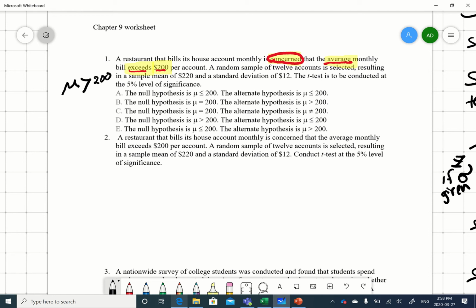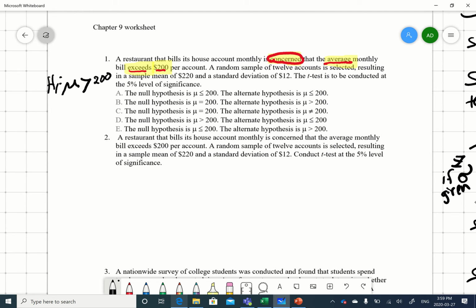Now you need to think, okay, is this H naught or is this H1? We know the null hypothesis always must have the equal sign. That is the key for you to identify whether it's H naught or H1. In this statement, we don't have the equal sign. It's just greater than, right? So if we don't have the equal sign, this has to be H1, the alternative. The alternative can have 3 forms: greater than, less than, or not equals.